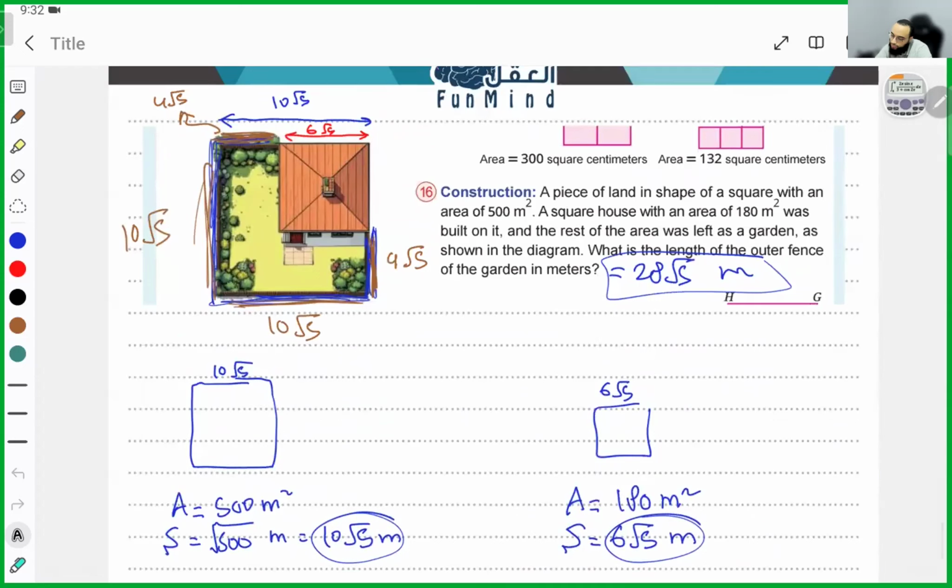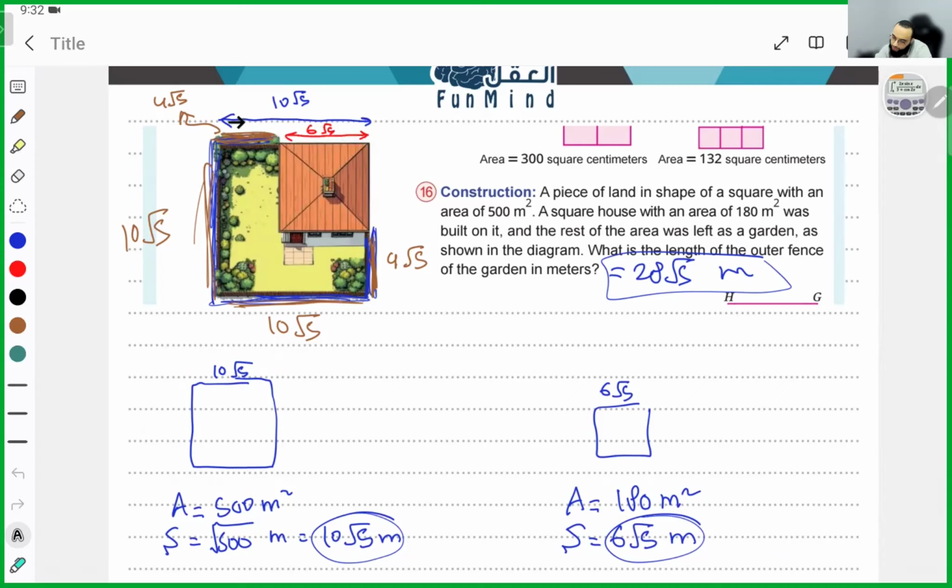He gives you the area of the land. The area of the land is 500. So I calculated the side length of the land, which is the square root of the area, 10 root 5. And he gives you the area of the house, which is 180. I get the side length, which is the square root of the area, 6 root 5. Okay, so right now I have the side length of the land and I have the side length of the house.